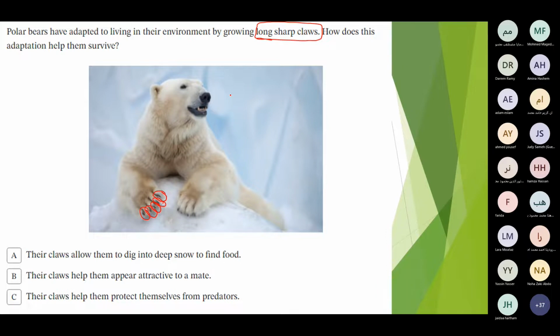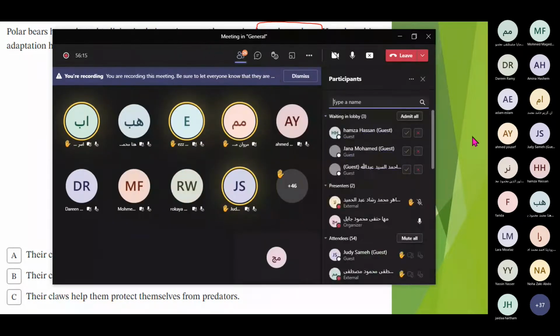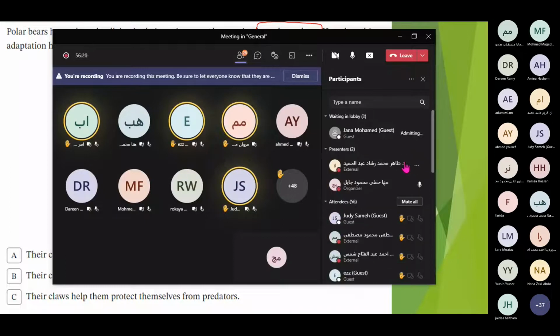Okay? Take care. You have read the answers. So, number 1: their claws allow them to dig into deep snow to find food. Or their claws help them appear attractive to mate. Or their claws help them to protect themselves from predators. What do you think? Marwan, which one? Marwan, I think your internet connection is not stable. Marwan, C. Please, please, please.